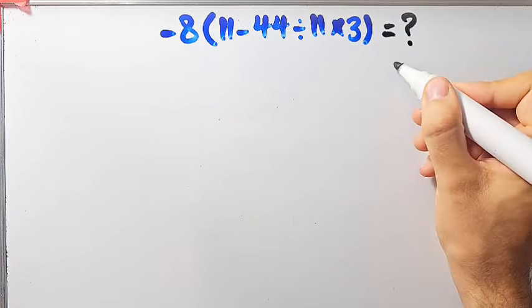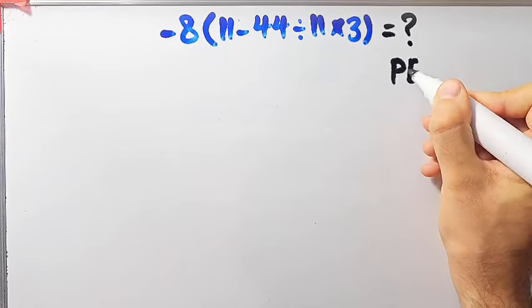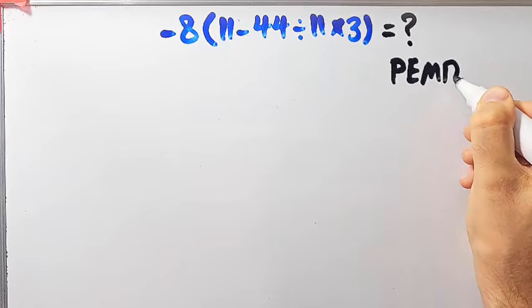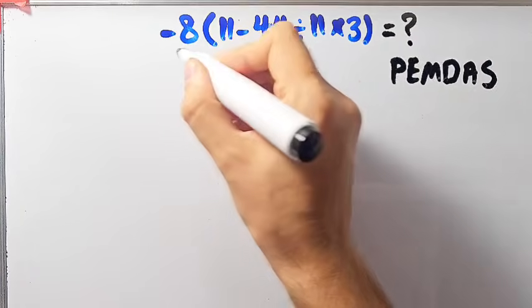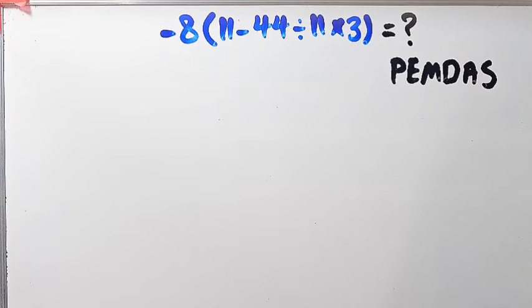To solve this question, again, we need to follow the PEMDAS rule. PEMDAS shows the priority of the mathematical operations. If you want to get the right answer of this question, you must follow the PEMDAS rule. In the PEMDAS rule, P stands for parentheses, E stands for exponent, M stands for multiplication, D stands for division, A stands for addition, and S stands for subtraction.